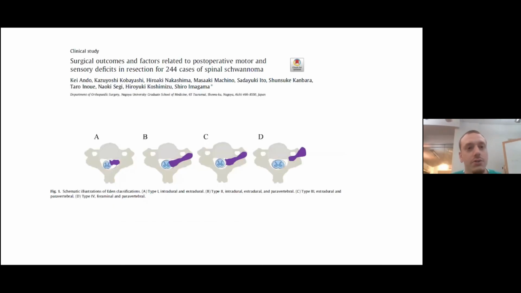Okay. So basically, this is a study that looked at surgical outcomes and factors related to postoperative motor deficit after surgery in 244 spinal traumomas. Interestingly, they present a schematic illustration of the Eden classification, which basically classifies the tumor based on the compartment it occupies, whether it's intradural, extradural, paravertebral, or even foraminal.